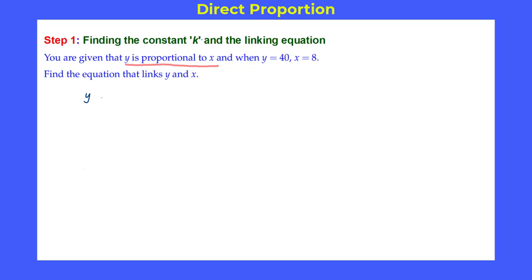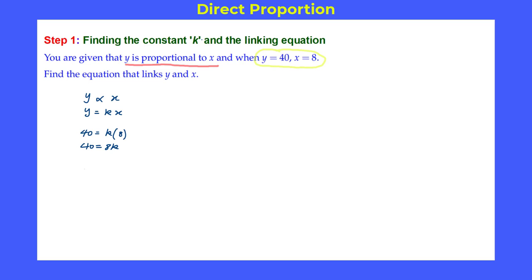So first we're reading the question. We're told that Y is proportional to X, so we write it using that fancy symbol, and then we replace the alpha symbol with an equals K. In the question we're given that Y is 40 and X equals 8, so we substitute that into our equation. So 40 equals K times 8.